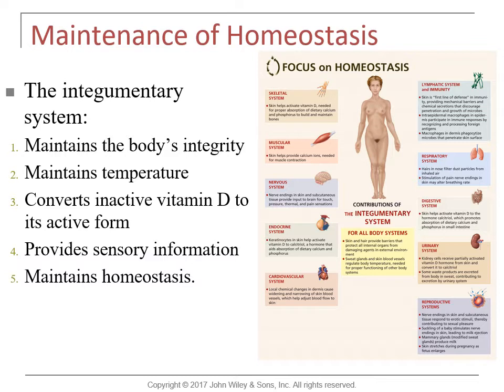Maintenance of homeostasis. Similar to other body systems, the integumentary system also plays a role in maintaining the homeostasis of the body. So the integumentary system maintains the body's integrity. It maintains the temperature of the body. It converts the inactive vitamin D to its active form. It provides sensory information and it maintains homeostasis.